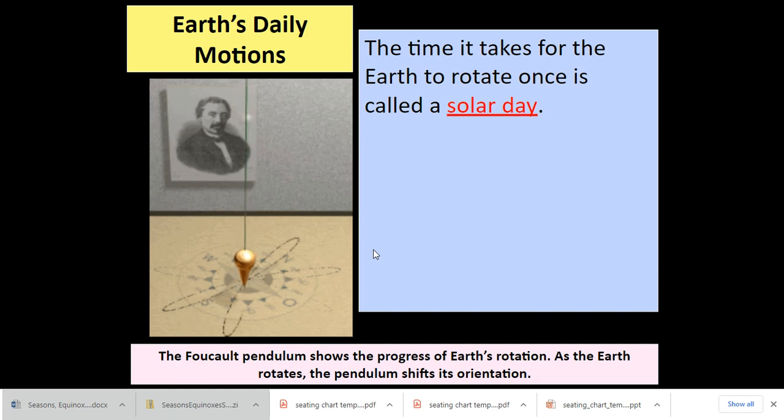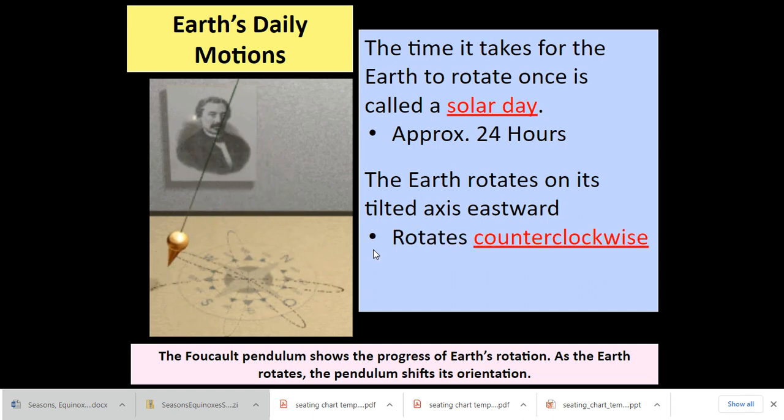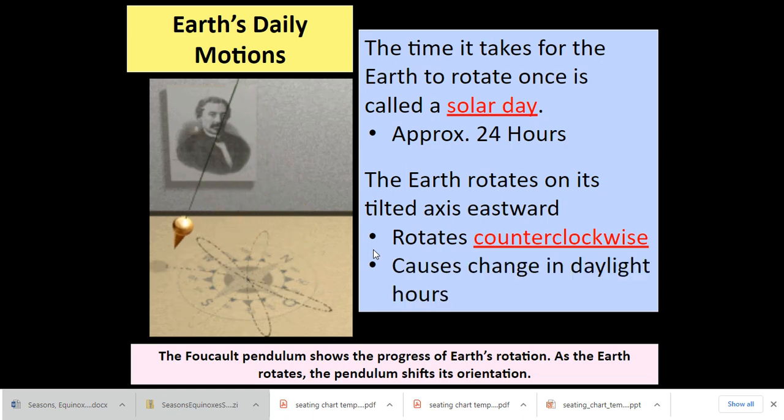Okay, Earth's daily motions. The time it takes for the Earth to rotate once is called a solar day. A solar day is approximately 24 hours. The Earth rotates on its tilted axis eastward, and again, that tilt is 23.5 degrees. The Earth rotates counterclockwise, and this is exactly what causes a change in the daylight hours. This is a Foucault pendulum showing the progress of Earth's rotation. As the Earth rotates, the pendulum shifts its orientation.